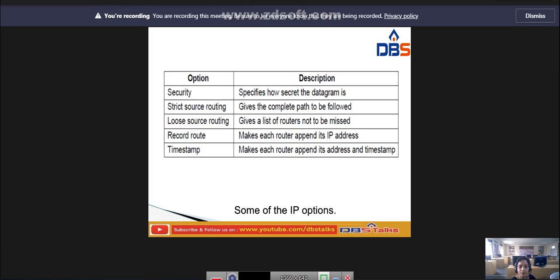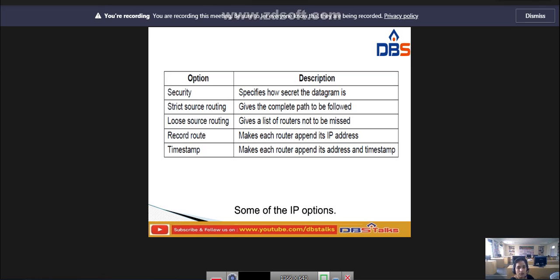We have security, which specifies how secret the datagram is. Next, strict source routing gives the complete path to be followed. Loose source routing gives the list of routers not to be missed. Record route makes each router append its IP address. Timestamp makes each router append its address and timestamp. Okay. So, these are the options of the IP.